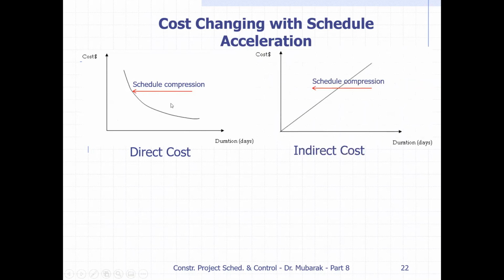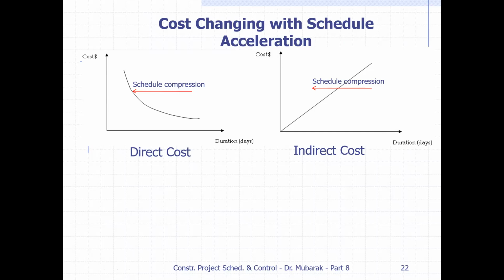Here is the indirect cost. Indirect cost has a linear relationship, with the duration on the x-axis and the cost on the y-axis. If we reduce the project duration, indirect cost is going to reduce. Indirect cost is like this: if a metro project could have been completed early, or if it is delayed one more year, 2 years, then you have to pay more, and overhead costs are going to increase.